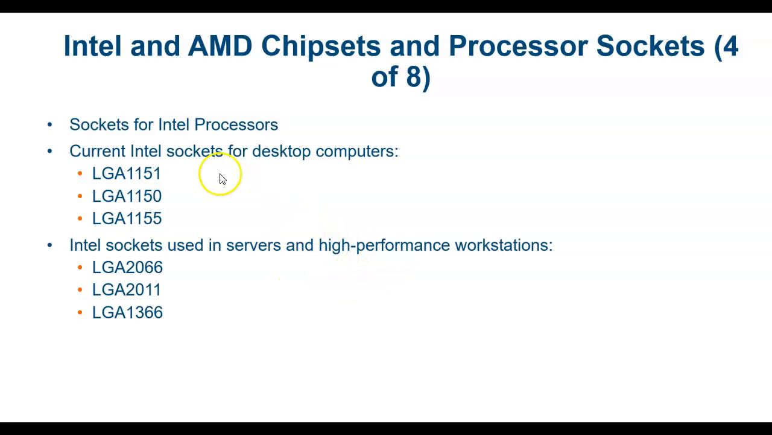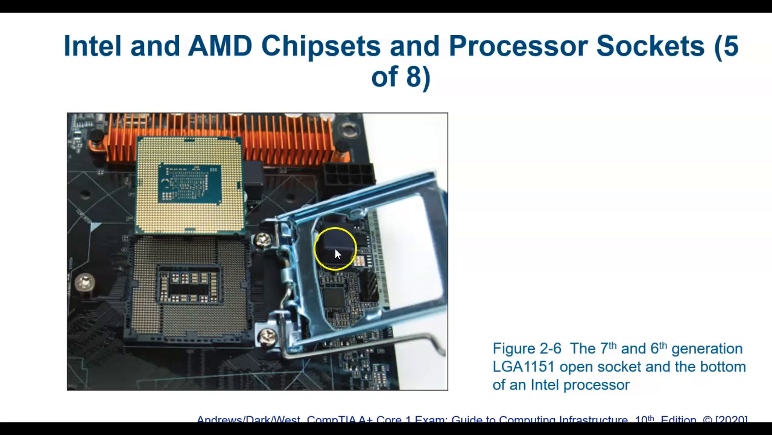Current Intel sockets for desktop computers are these, and Intel sockets used for servers and high-end performance are these. Most likely to tell the difference between an Intel and an AMD, Intel has 4 numbers on the socket. That's how you can tell which is Intel and which is AMD.